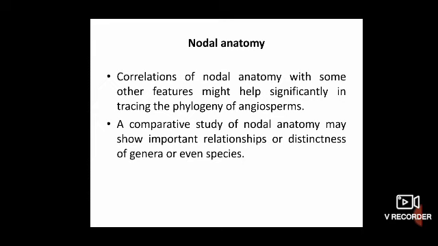The nodal anatomy. Correlations of nodal anatomy with some other features might help significantly in tracing the phylogeny of angiosperms. So, nodal anatomy also has gained much importance in taxonomy and phylogeny of angiosperms in recent years. A comparative study of nodal anatomy may show important relationships or distinctness of genera or even species.